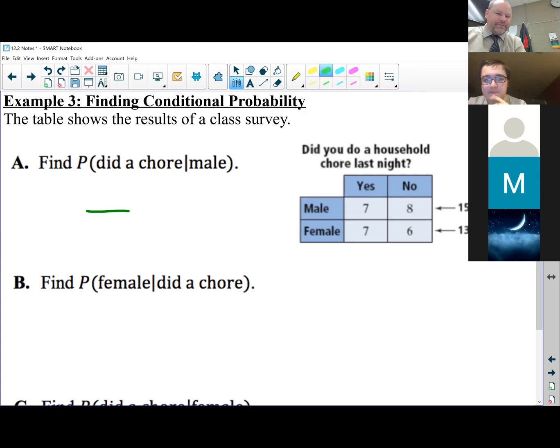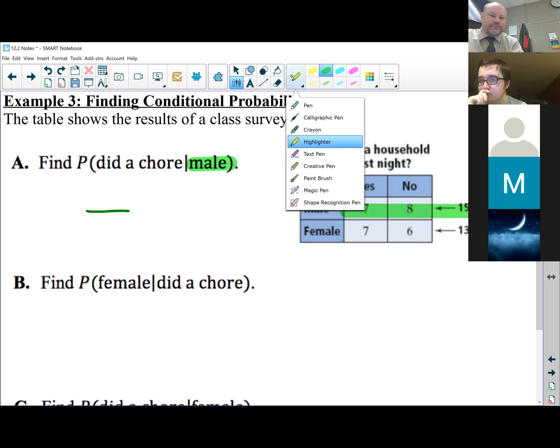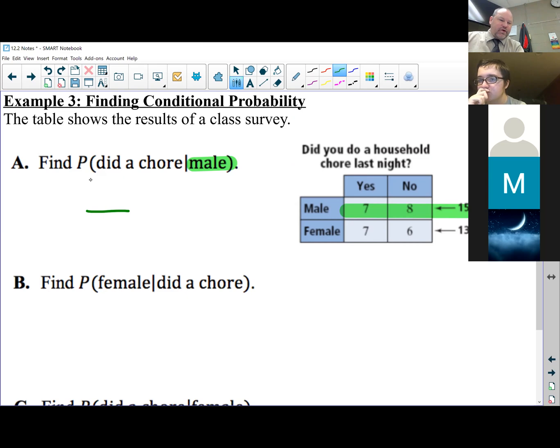So again, the part after the line, after the given, tells us which row or column that we're concerned with. In this case, it's the male row. And then the part before tells us in that row what column we're concerned with. And in this case, it's they did a chore.